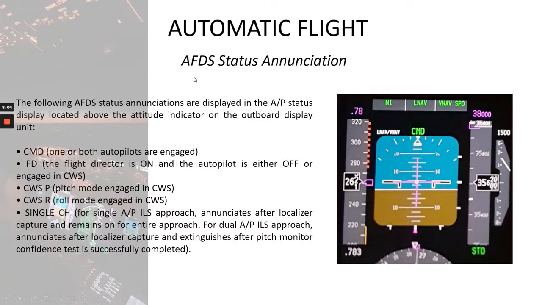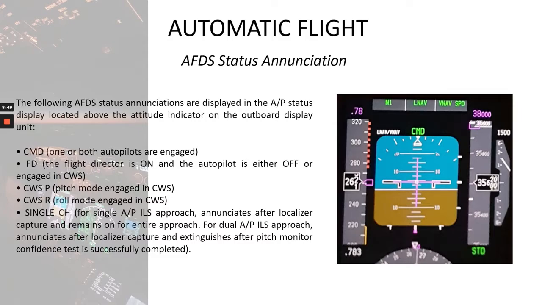Okay, now let's talk about the Autopilot Flight Director System status annunciation. The following AFDS status annunciations are displayed in the autopilot status display located above the attitude indicator on the outboard displayed unit, which you can see here. Command: one or both autopilots are engaged. If we see FD, or Flight Director, the Flight Director is on, and the autopilot is either off or engaged in CWS.